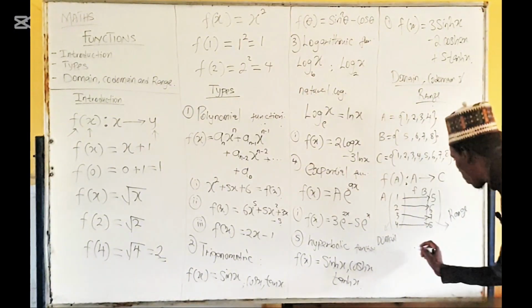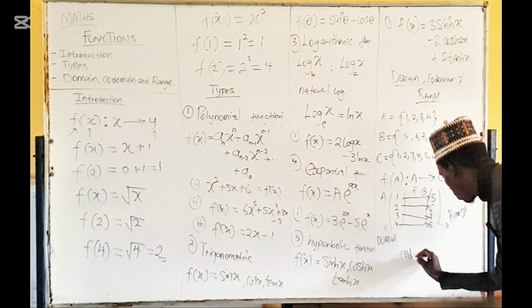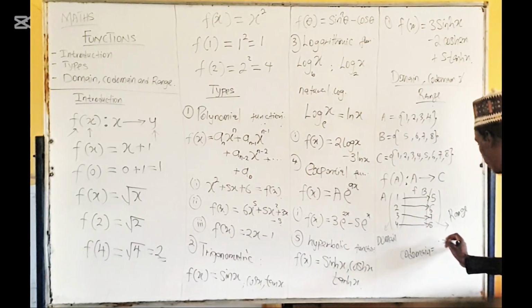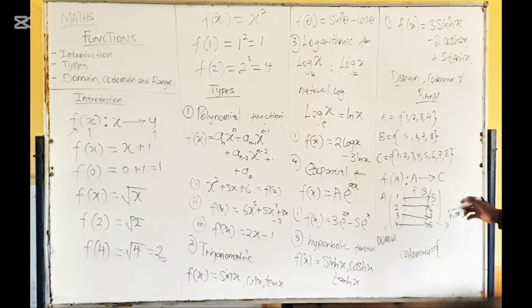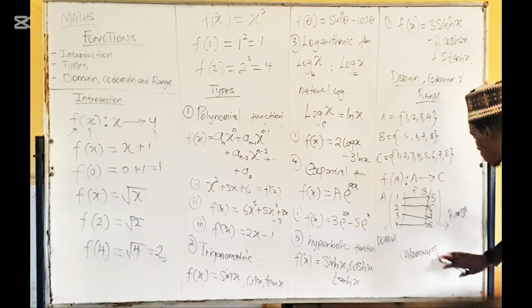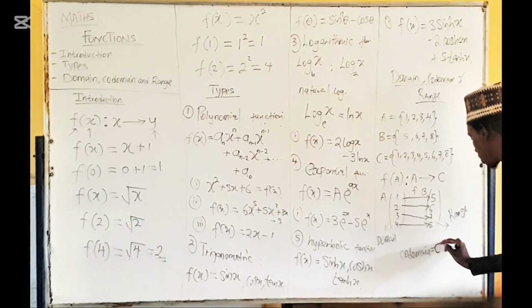Now, the codomain is nothing but that set which contains all the possible outcomes. Do we get the point? That set which contains all the possible outcomes. Let me just represent it as C.